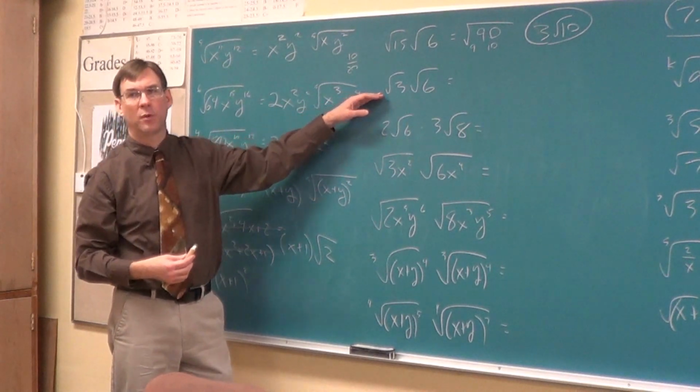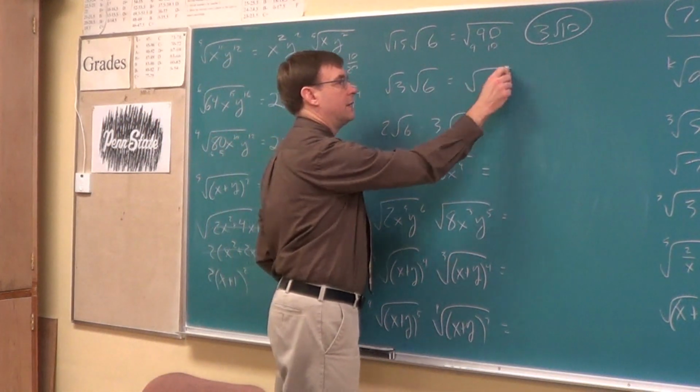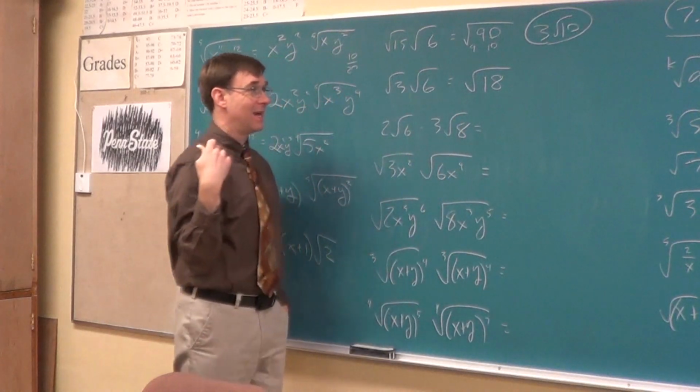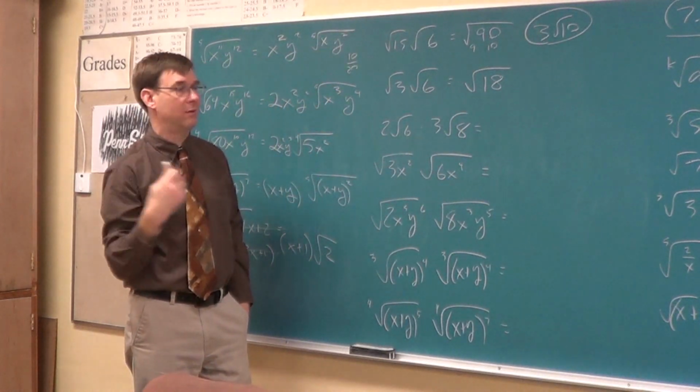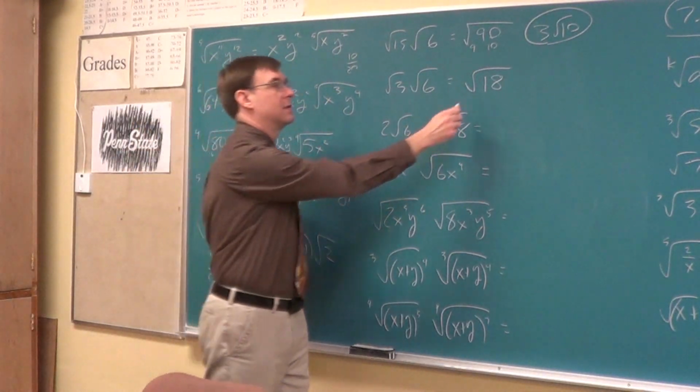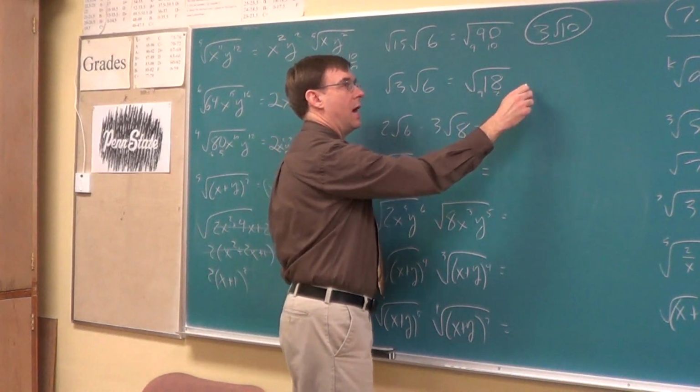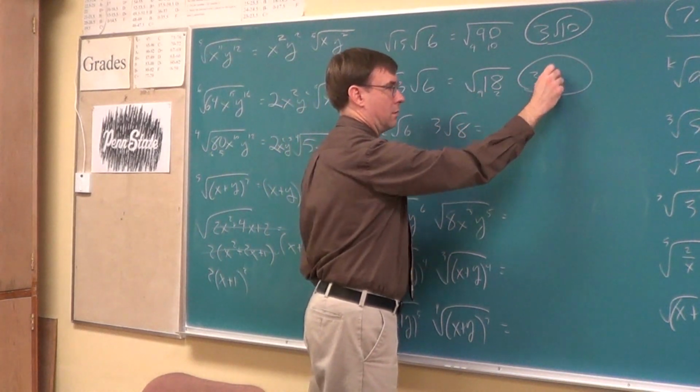This one, temporary, root 18. Root 18, is that like yesterday, just do it? No. No, we gotta look for a friend. Friend is 9, 2 times 3 root 2. 3 root 2.